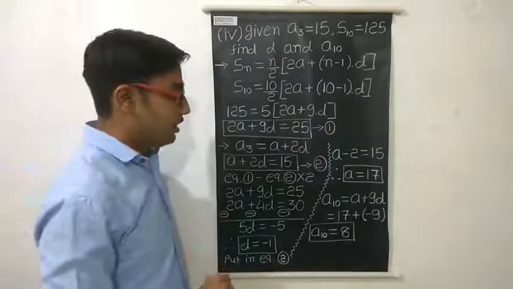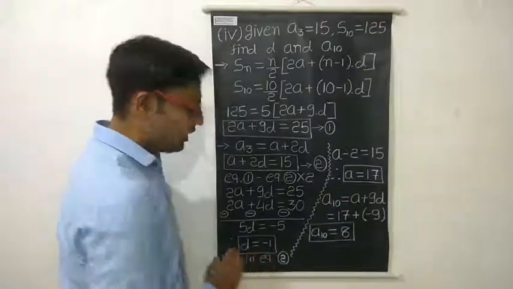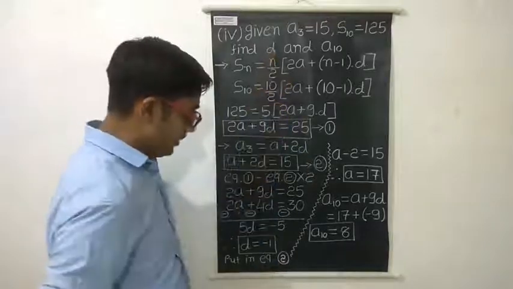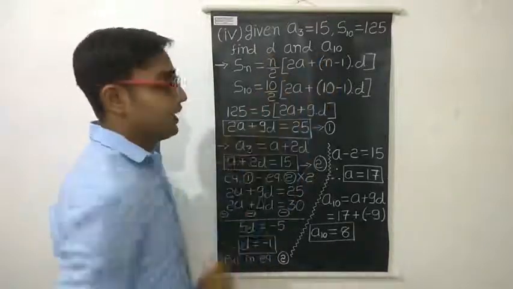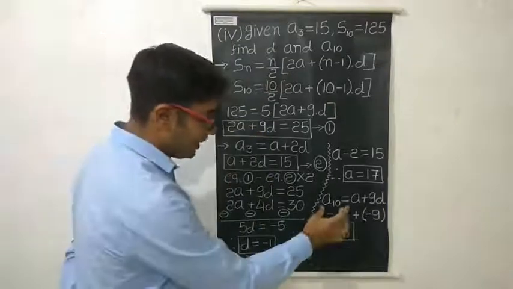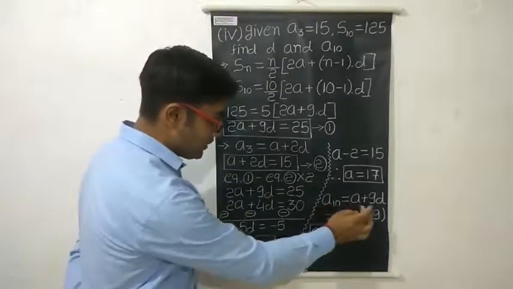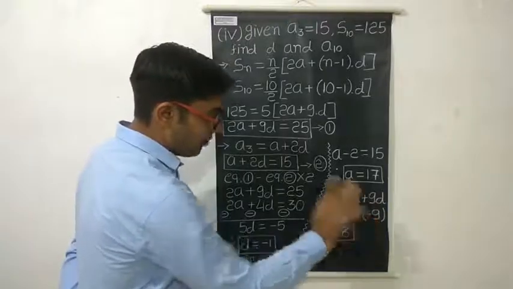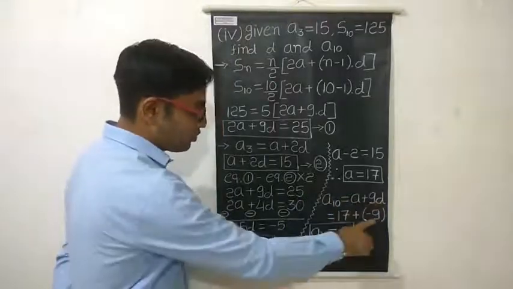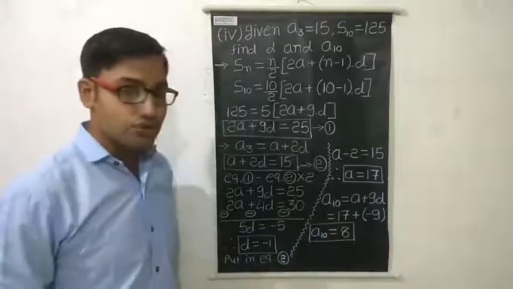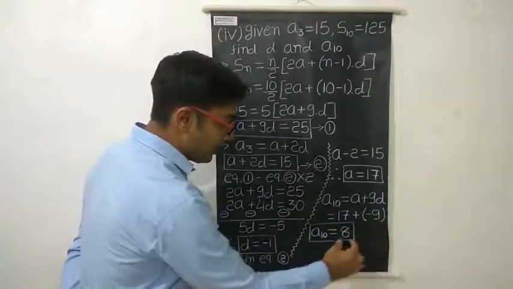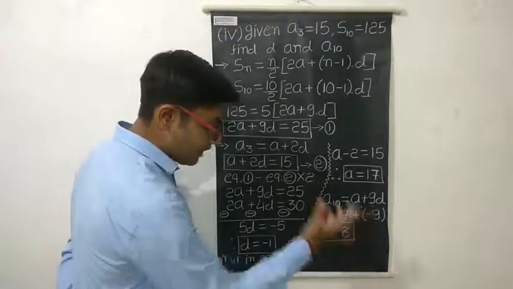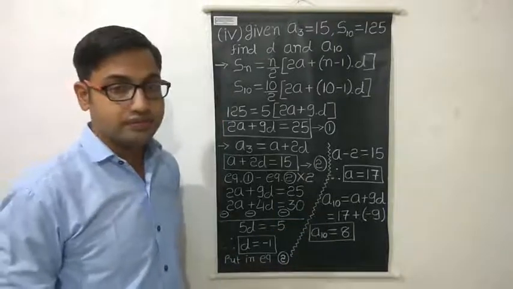Now we have the value of a and d. What do we have to find? The value of a10. We can write a10 is equal to a plus 9d. A is 17, 9 remains as it is, d is equal to minus 1. So minus 1 into 9 is equal to minus 9, and 17 minus 9 is equal to 8. So the value of the 10th term is equal to 8.